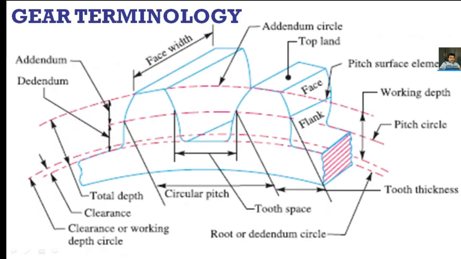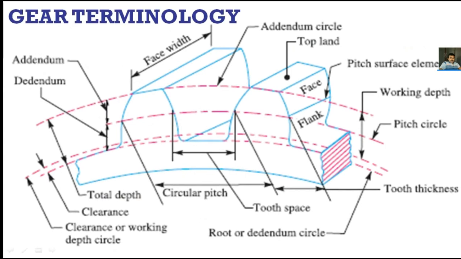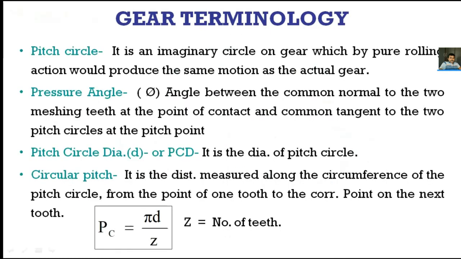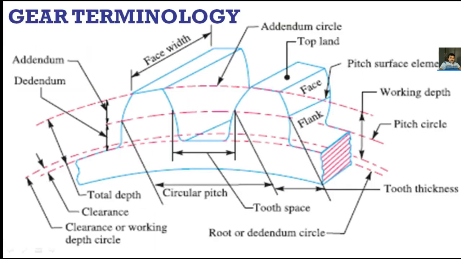Now look at this. This is the profile of a tooth, and this is the profile of an adjacent tooth. The circle which is passing through the top surface of the teeth is called the addendum circle. The circle which is passing through the bottom portion of the teeth is called the root circle or dedendum circle. This is the addendum circle and this is the dedendum circle.